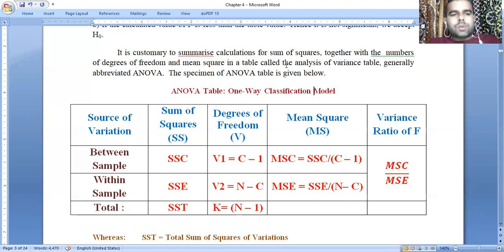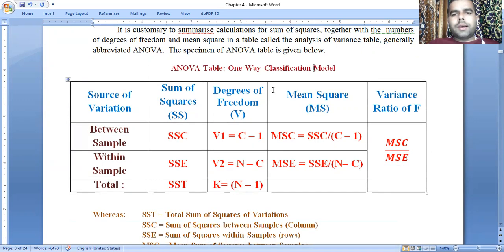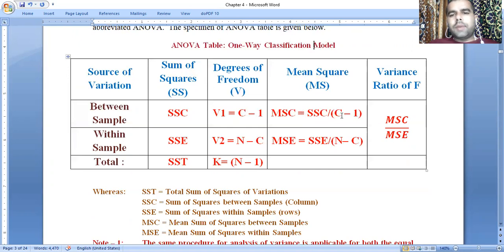Then in the source of variation, you need to remember these two components: between samples and within samples. If you say it more than 10 or 20 times, you will automatically remember between samples and within samples. In between samples, first of all, you find the value of SSC. Next, the degrees of freedom, V1 is equal to C minus 1, where C is the number of columns. Then for mean squares, MSC is equal to SSC divided by C minus 1.